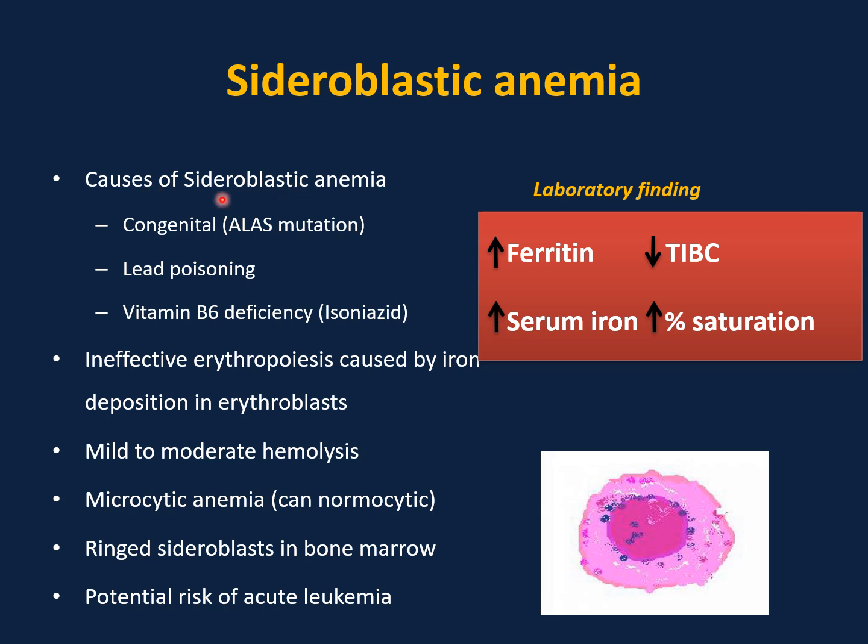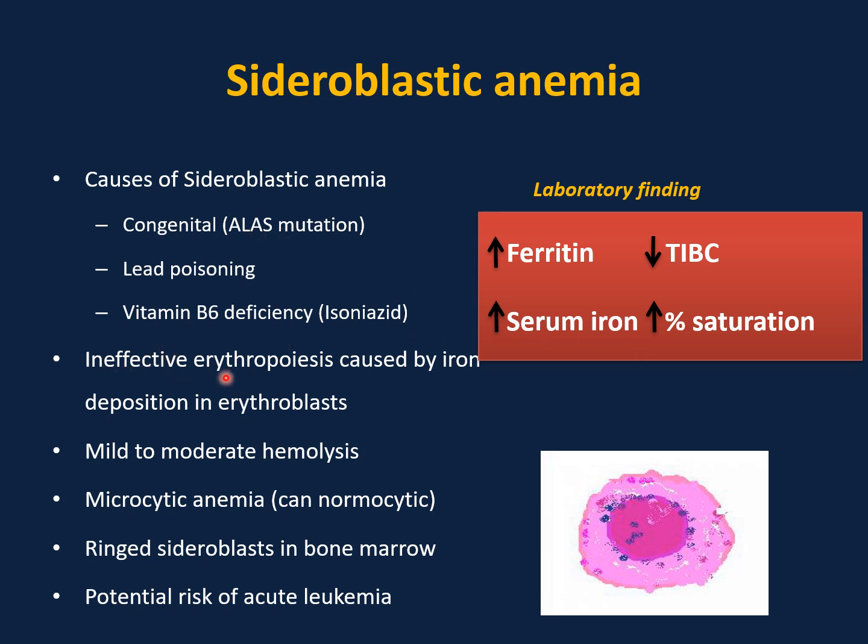Causes of sideroblastic anemia include congenital, for example ALAS enzyme mutation, which is aminolevulinic acid synthase mutation. Lead poisoning, we know now why, because lead poisoning decreases the combination of the iron to the protoporphyrin in the mitochondria because of inhibition of the enzyme called ferrochelatase. Vitamin B6 deficiency, like if a patient is taking isoniazid for treatment of TB, because this is a cofactor for ALAS, and if there is no ALAS, this will decrease the synthesis of protoporphyrin.